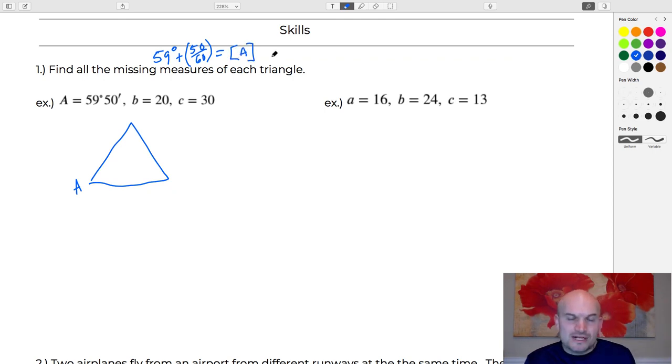Okay, and I just like to put brackets around that. That just reminds me that that is going to be a stored answer. So I'll still write it in here, 59 degrees and 10 minutes.